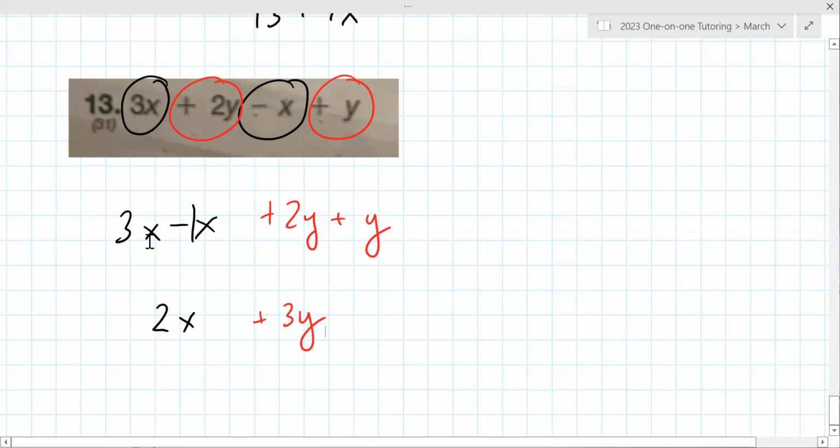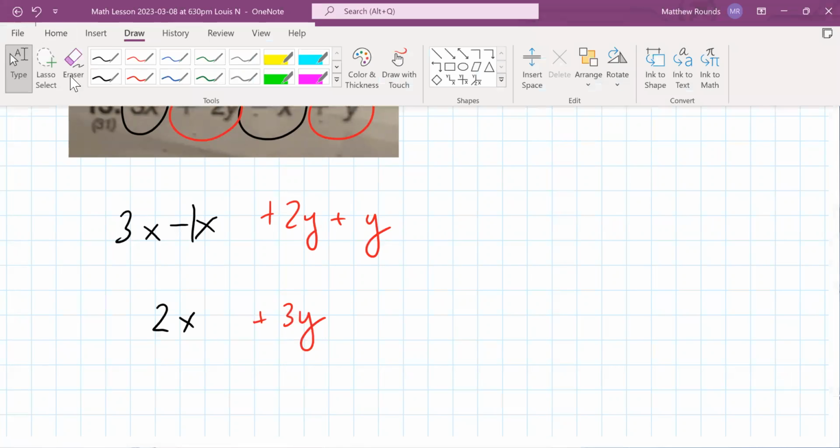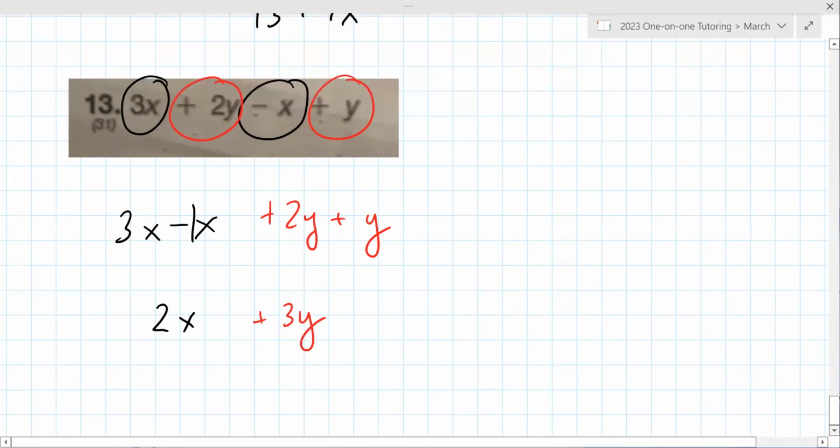So you can only combine the ones that are like terms, meaning if they have an x, you can combine them. If they have a y, you can combine them. You have to differentiate between them. Is that the end? That's it? That's the end. Yeah, you cannot combine them. So let me give you one to try here.